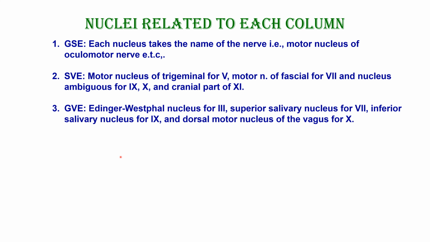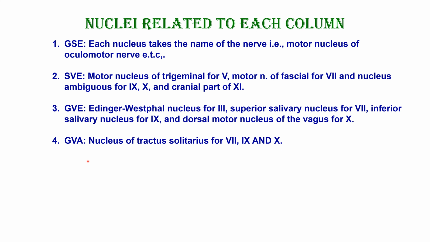When it comes to the parasympathetic general visceral efferent, for the third, Edinger-Westphal nucleus, for the 7th, superior salivatory or salivary nucleus, for the 9th, the inferior salivatory nucleus, and for the vagus, the dorsal motor nucleus of the vagus. That is the motor part or motor nuclei.